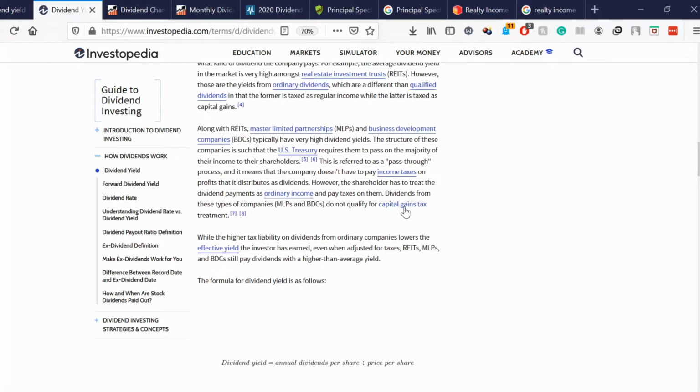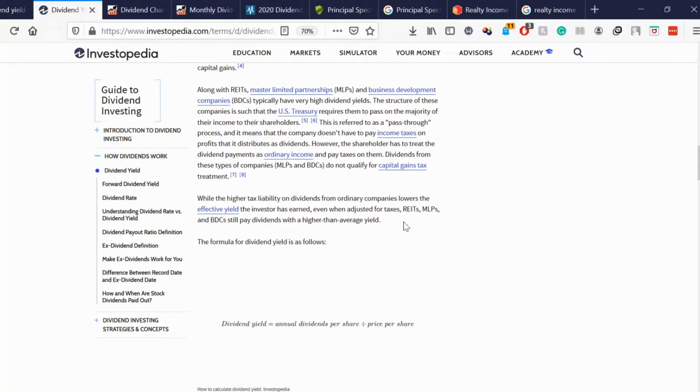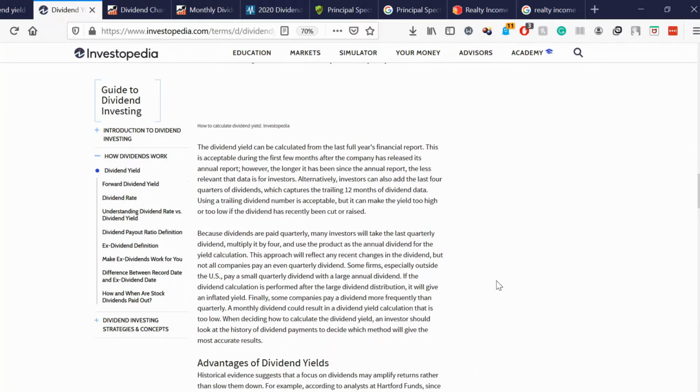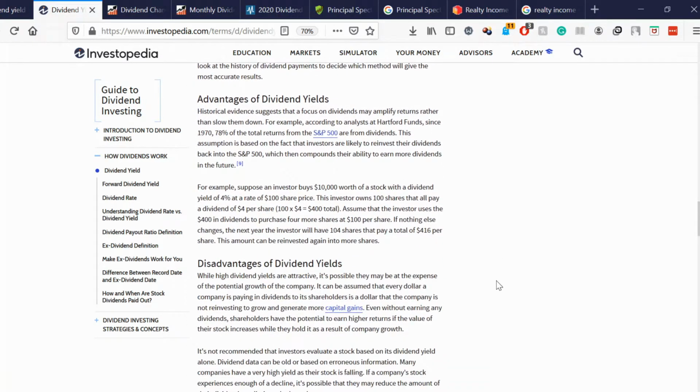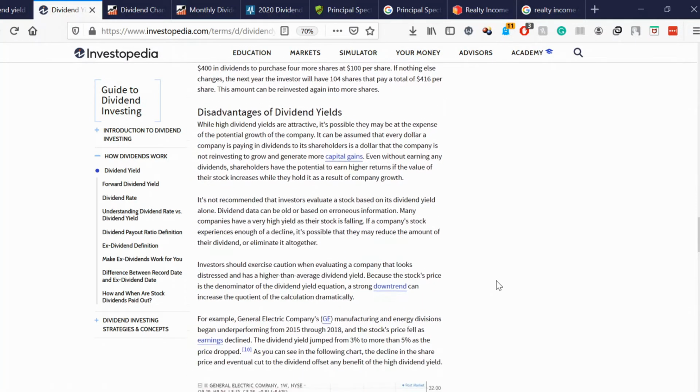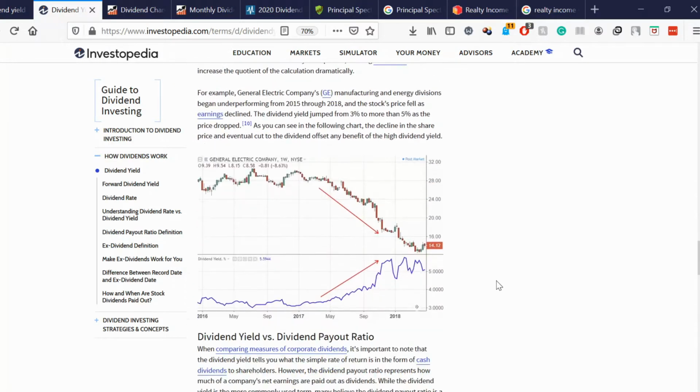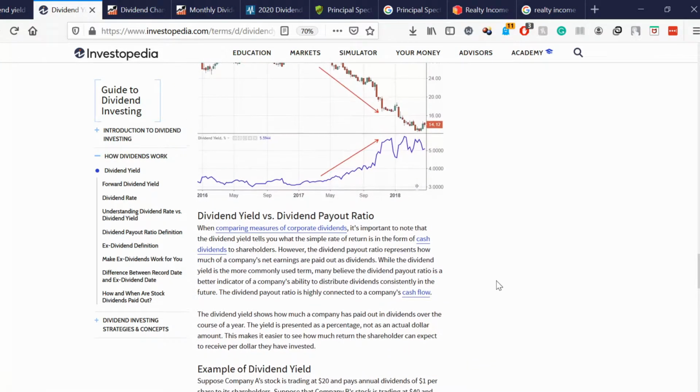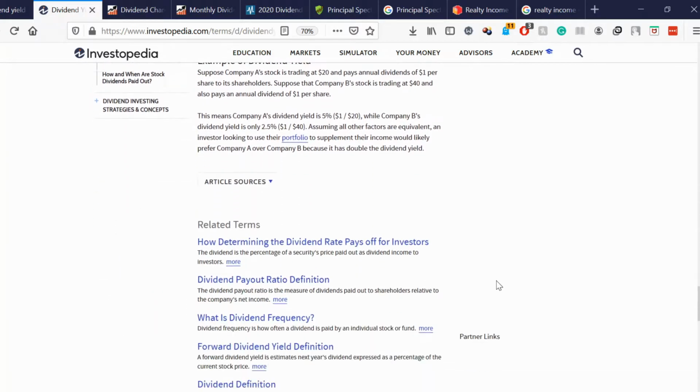All right, let's see. While the higher tax liability on dividends from ordinary companies lowers the effective yield the investor has earned, even when adjusted for taxes, REITs, MLPs, and BDCs still pay dividends with a higher than average yield. The formula for dividend yield is as follows: annual dividends per share divided by the price per share. Now we're getting kind of technical. I'm just keeping it really simple because I'm assuming that if you're watching this video, you have no idea what's going on and you just want this thing to be as simple as possible. So that's what I'm going to do for you guys.